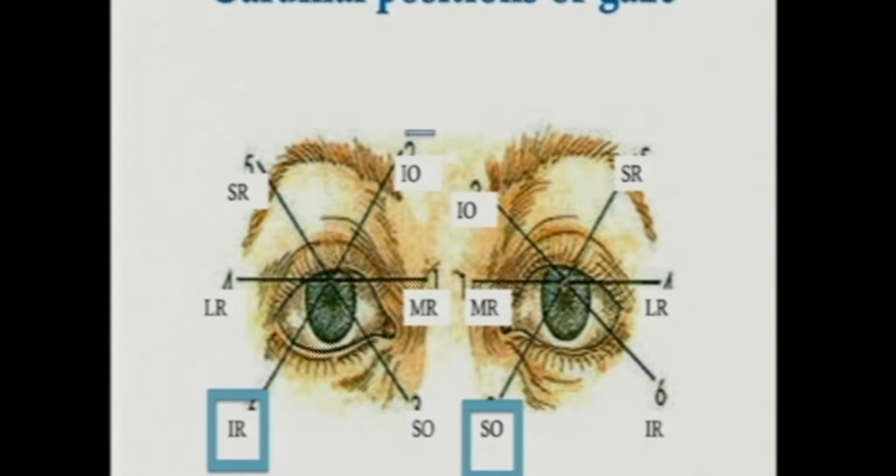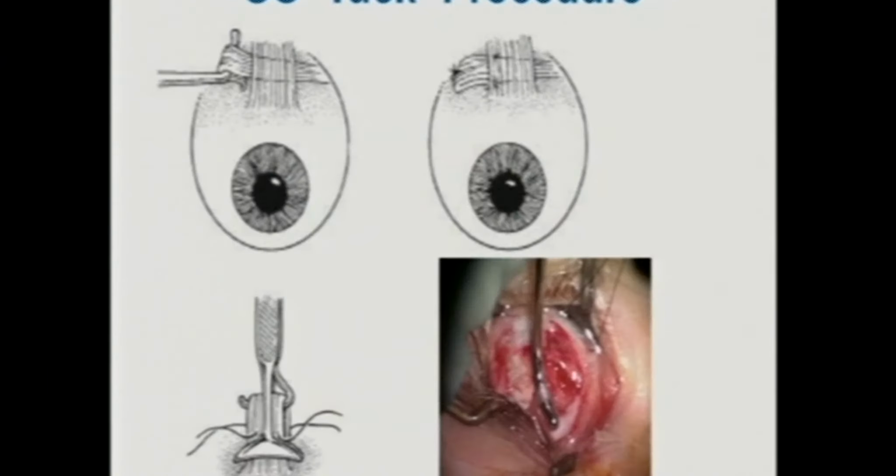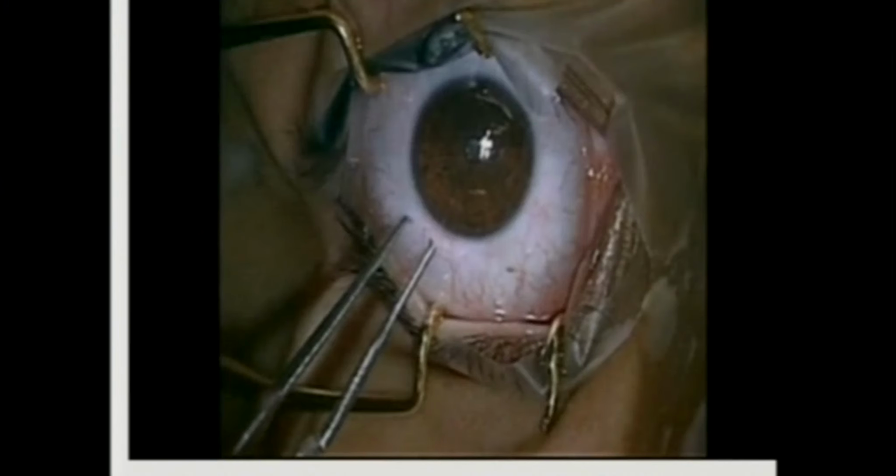Next. So in dextrodepression, the two muscles that work are the right inferior rectus and the left superior oblique. Based on the axial torsion and everything we talked about, we decided to do a superior oblique tuck procedure.